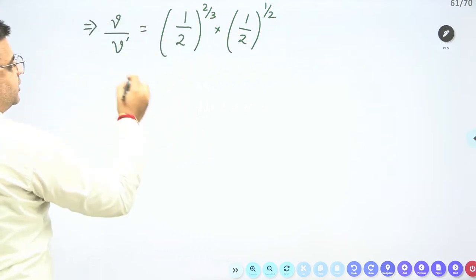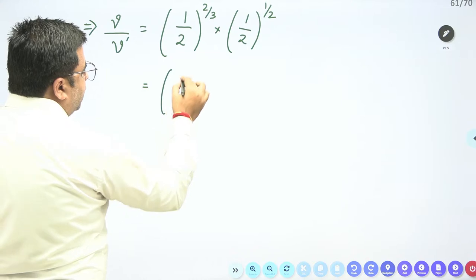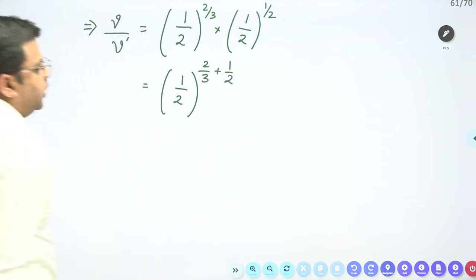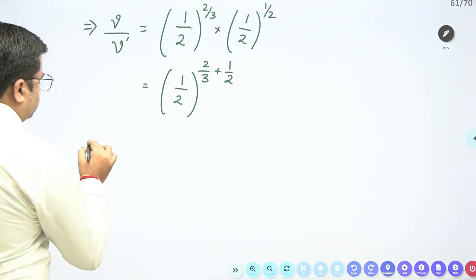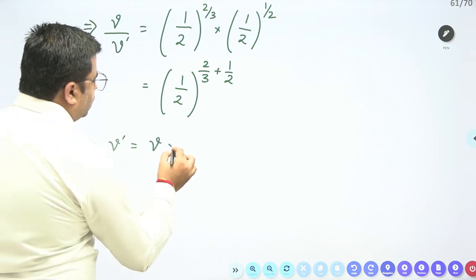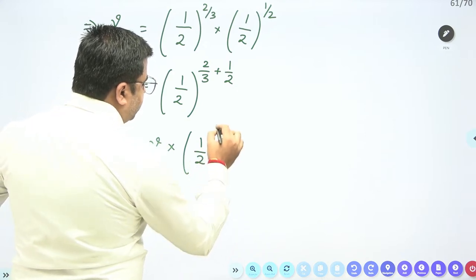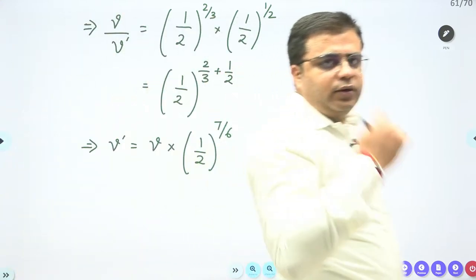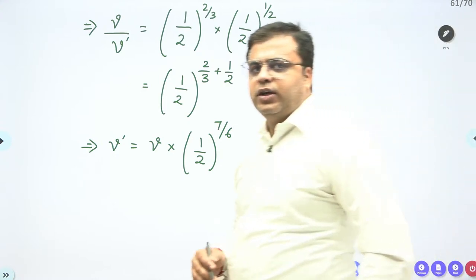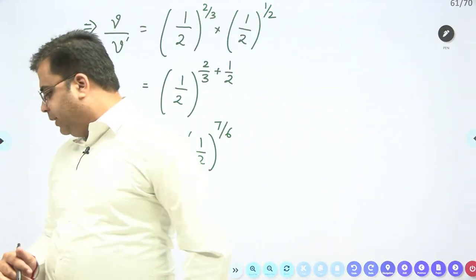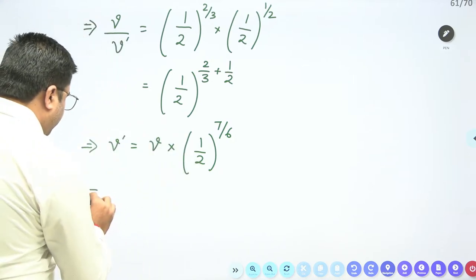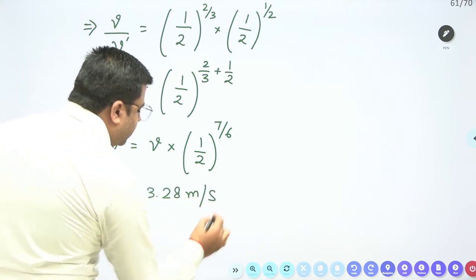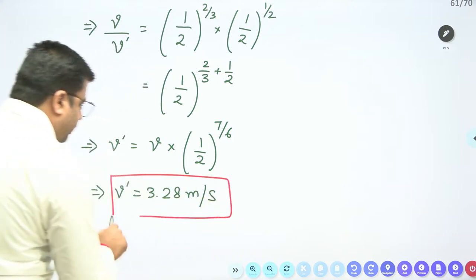When the bases are same, powers are added. So add these two powers. You are going to have 1 by 2 raised to the power 2 by 3 plus 1 by 2. So this is 4 plus 3, 7 by 6. So v dash is equals to v into 1 by 2 raised to the power 7 by 6. Just substitute the value of v and get me the value of v dash. It is 3.28. Okay, so this v dash is 3.28 meter per second. Correct.